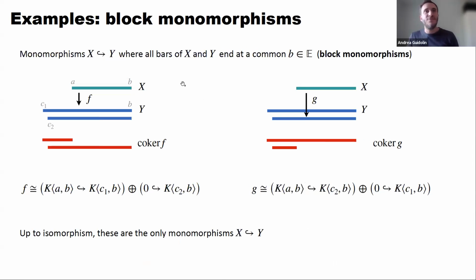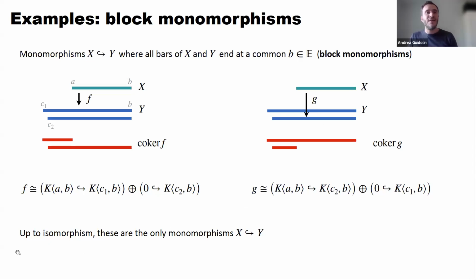We can look at a slightly different example. It's similar to before, but now the bars of x and y all end at the same point b. And this type of monomorphisms, where all the bars end at a certain point that is the same, I'm going to call block monomorphisms in this talk. In this first block monomorphism, the situation is very similar to the picture in the previous example. It decomposes. The second block monomorphism also decomposes. In this case, the bar of x maps only to the second bar of y.